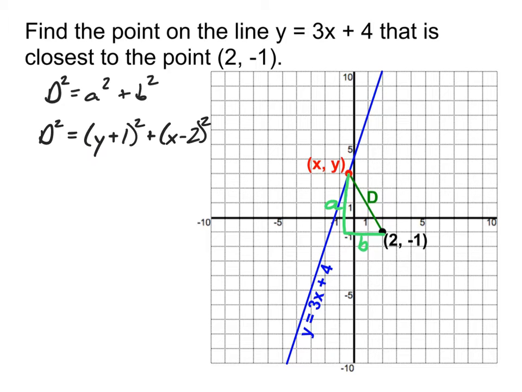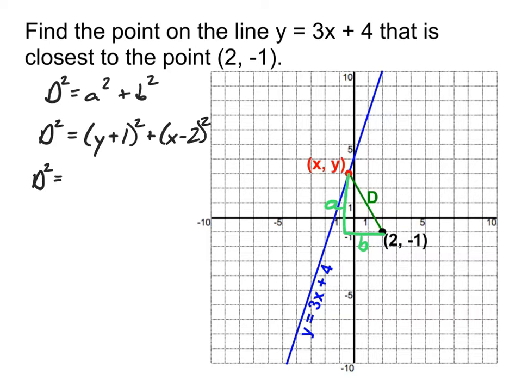So this is the equation that we now want to minimize because we want to figure out the smallest distance we can get. But right now we have 3 variables involved, and that's where we are going to do that substitution piece to help us out. The part that we can substitute is the actual equation for the line. We know that y equals 3x plus 4. So I'm going to plug that into my equation.